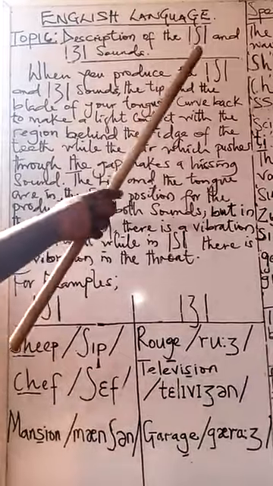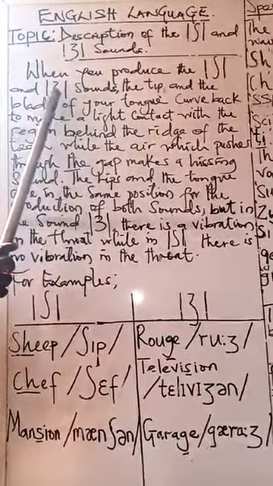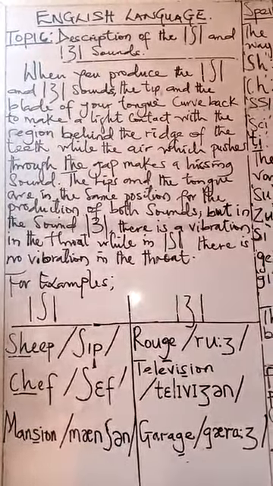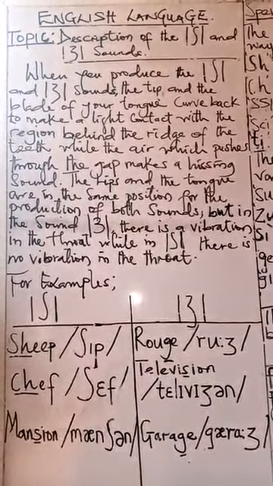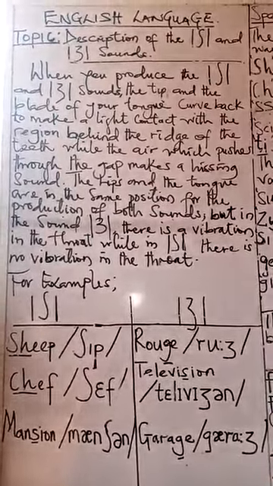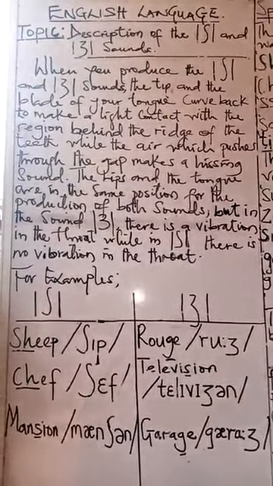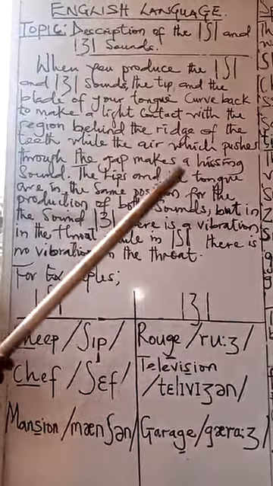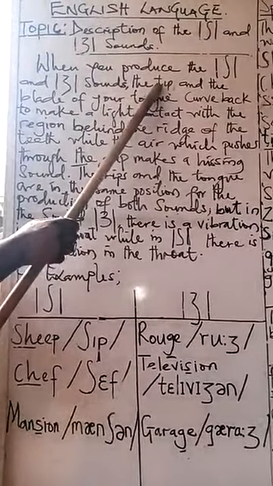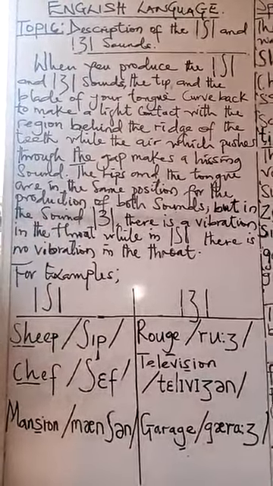For the production of sh and j, we make use of our tongue. The two parts of our tongue that are involved in the production of these two sounds are the tip of our tongue and the blade.